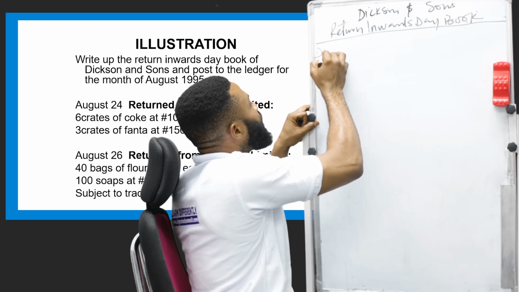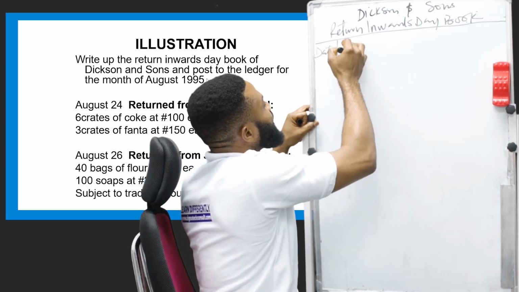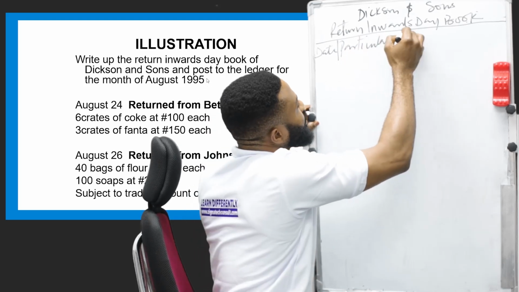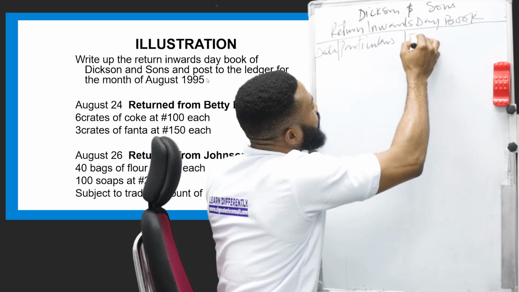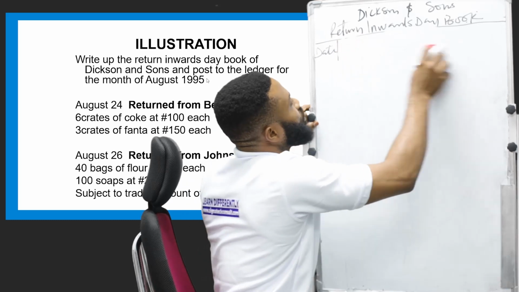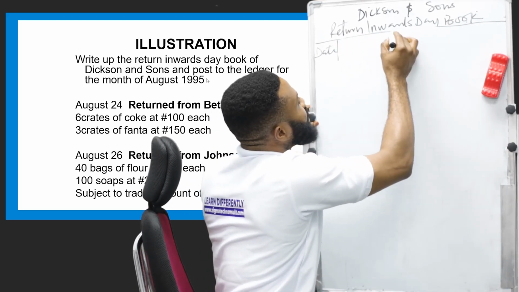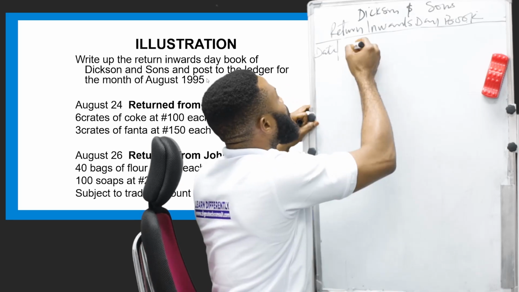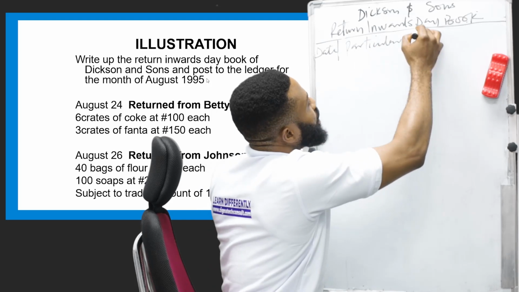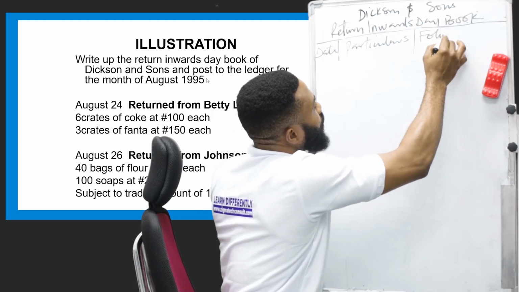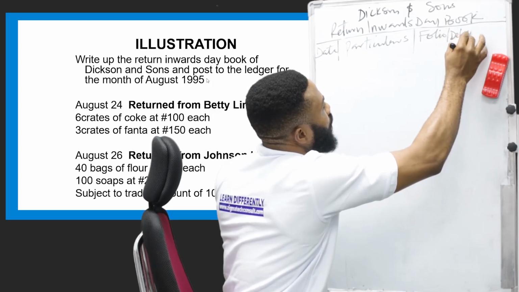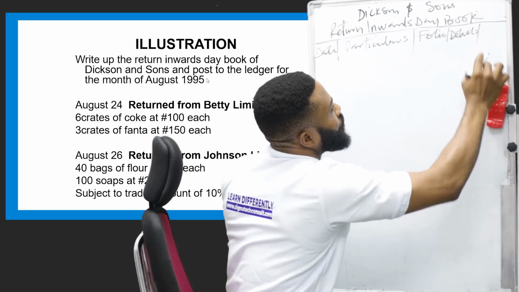Now, the first column represents the date. The second one represents the particulars. And then the third one represents folio. Let us make the particulars bigger and wider than the rest, because it will contain the description of the transactions. And then we have details here, and then we have total.